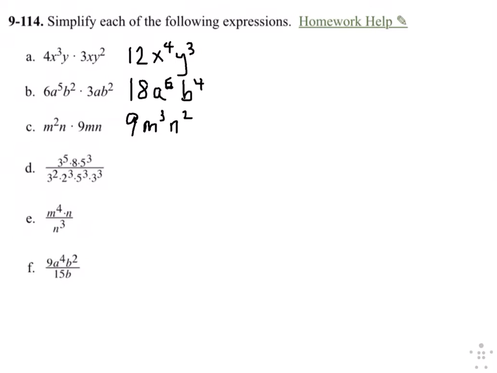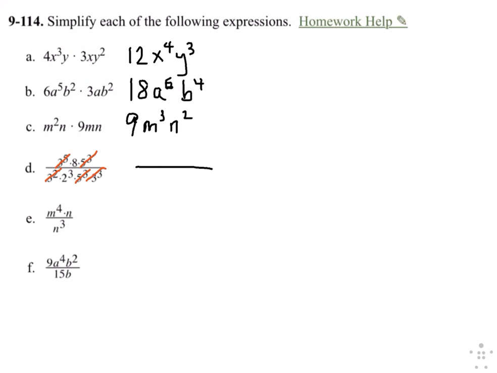Okay. For D, we are going to rewrite subtracting, right? So we have, let's see what we have. We have 3 to the fifth and 3 to the fifth. Let's cancel what we can first. I have 3 to the fifth. Oh, and 3 squared and 3 to the third is 3 to the fifth. That cancels, right? I have 5 to the third and 5 to the third.